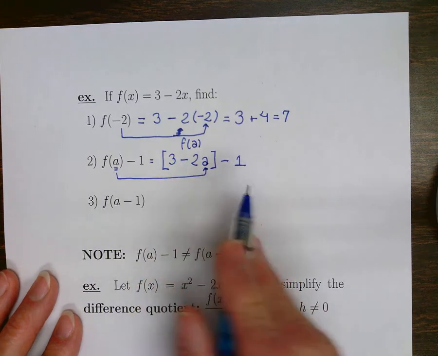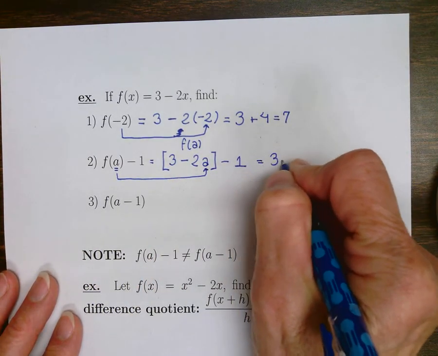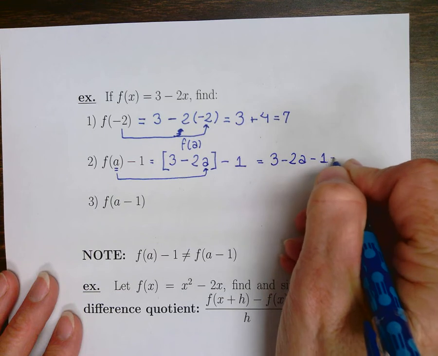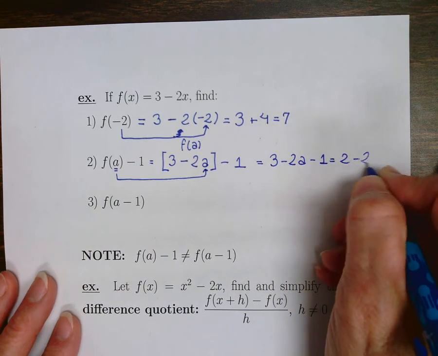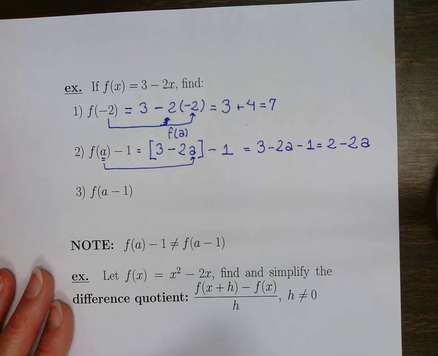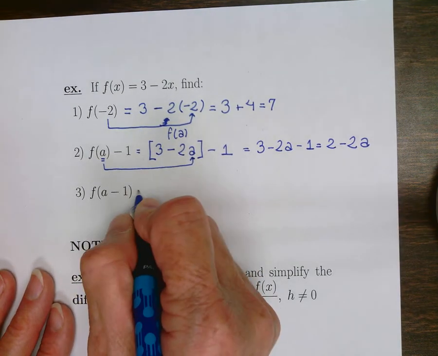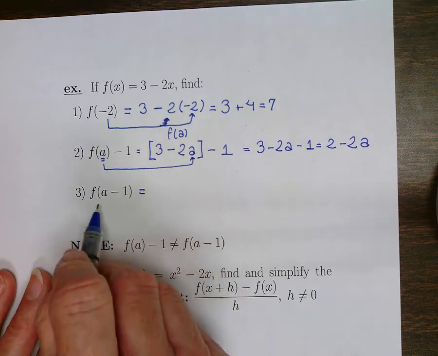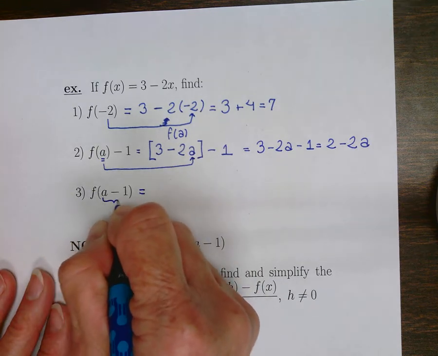And then I subtract 1. And what do I get? 3 minus 2a minus 1 equals 2 minus 2a. Okay? Now, let's compare that to f of the quantity a minus 1.